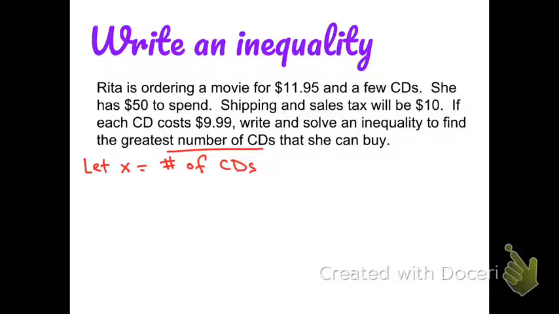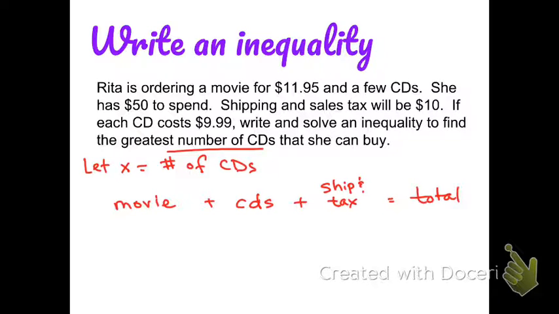Now, before we get into writing your inequality, I would wrap your head around what's going on here. Assume that you're Rita. What are you buying? What are you going to have to pay for? How much money do you have? So let's just put it in words and set up a format. She's going to pay for a movie, and she's going to get some CDs. And she's buying this online, so she has to pay for shipping and tax. And that's it. That's going to be her total.